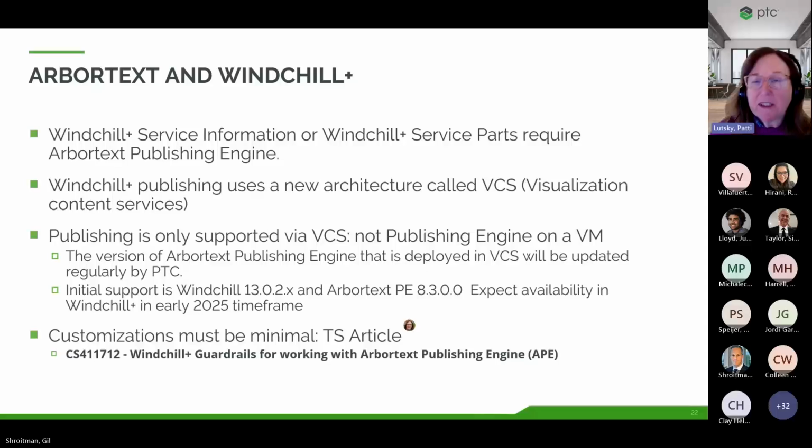Now, the important thing to realize here is this really is SaaS. So PTC will update the version of PE that is being used soon after it's released. For instance, next spring, when we have a maintenance release 8.3.1, you would expect that a little bit after that, VCS will be running the 8.3.1 version of Publishing Engine. Now, Windchill 13.02 is expected to be available for Windchill Plus use early in 2025. I haven't seen an actual date yet.